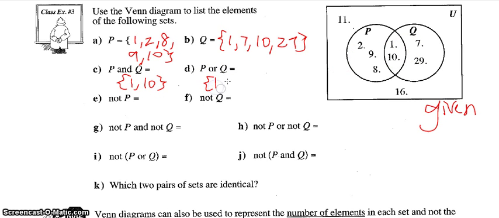P or Q. Oh, there's a long list. Okay, 7, 8, 9, 10. Not P. Anything beyond P. So 7, 11, 16, 29.